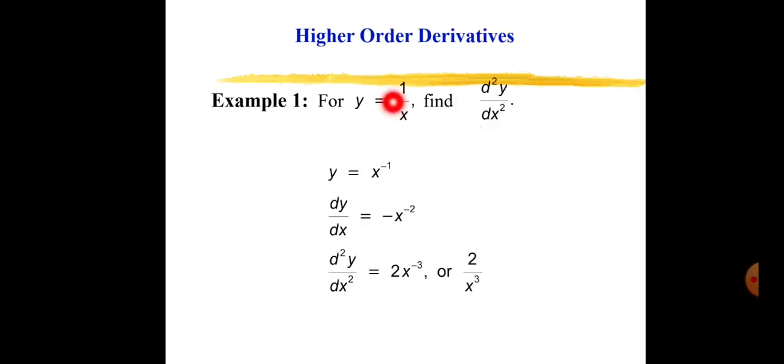For example, if y equals 1 over x, find the second derivative, which is denoted by d2y dx squared, or y double prime. First of all, y equals 1 over x, you can rewrite it as x to the power negative 1. So dy dx, put the power down and subtract 1 from the power. This is y prime, or dy dx, the first derivative. To find the second derivative, you have to work on the first derivative. Find the derivative of the first derivative, put the power down, so you have 2x, subtract 1 from the power, x to the power negative 3, or it can be written as 2 over x to the power 3.